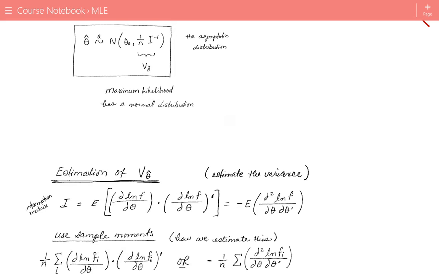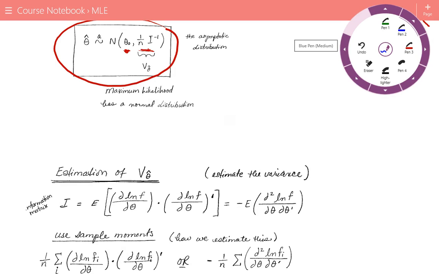In Session 2, we showed that the estimator is consistent and asymptotically normal, and that it has, as shown here, an asymptotic distribution normal with a mean of the true value and a variance that can be considered 1 over n, the inverse of the Fisher information matrix. So let's talk briefly about how to estimate the variance.